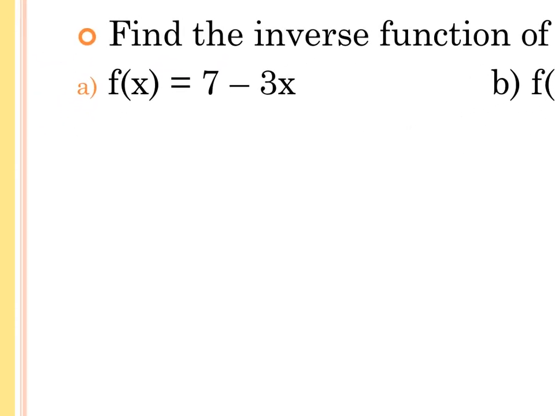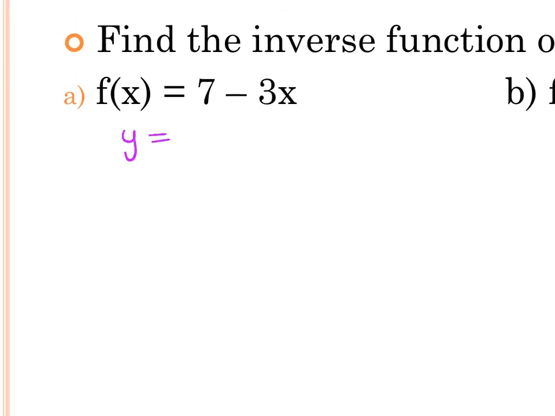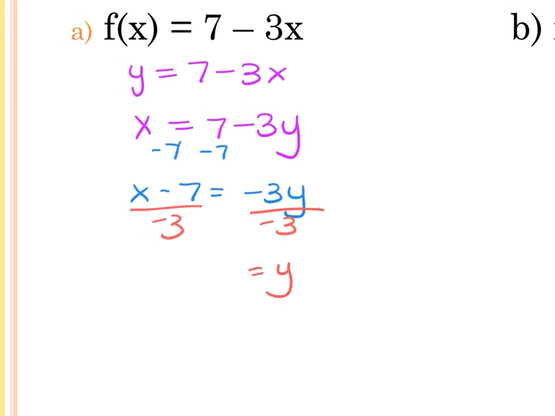A says f of x equals 7 minus 3x. Step 1, change that f of x to a y. Step 2, switch the x's and the y's, so the y becomes an x, the x becomes a y. Step 3, solve for that new y. I can subtract the 7, moving it to the left-hand side, and then divide both sides by negative 3. And I end up with y equals x minus 7 over negative 3.